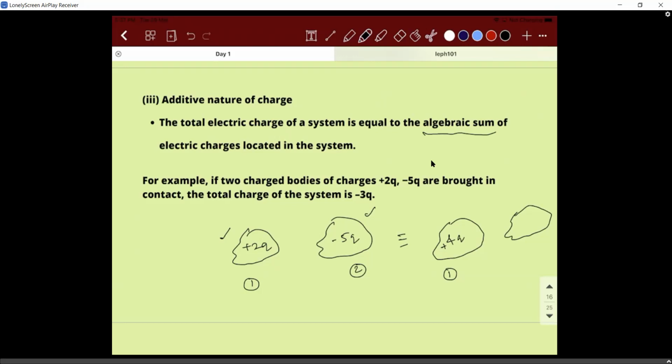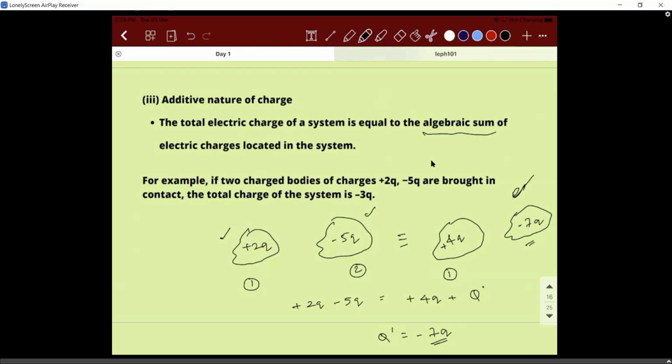Minus 7q. How did you get that? Because plus 2q minus 5q should be equal to plus 4q plus q dash. The q dash is going to give you minus 7q. So you understood? Actually, what I'm trying to say here is both are isolated systems only. So this addition of charge is indirectly telling us about the conservation of charge. This is the meaning of the total charge of an isolated system being constant. Now you understood? Are you guys clear?